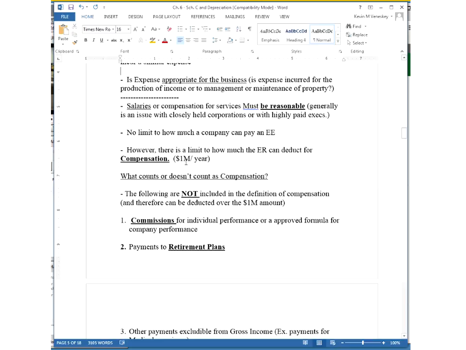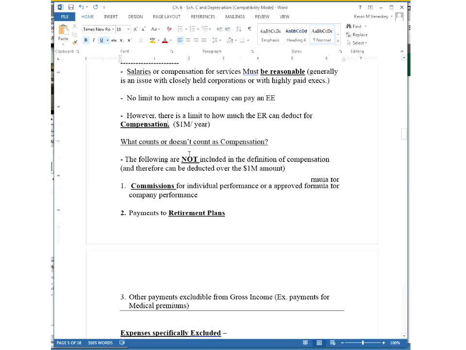Notice your salaries must be reasonable. A company cannot deduct more than $1 million for any one employee. They can pay them more if they want, they just can't deduct more than $1 million. So how companies get around this is they count it as commissions, or they put more money in retirement plans, pay for health care, and pay for a lot of other things. Therefore, they are allowed to deduct those. But base pay, you can't deduct any more than $1 million.